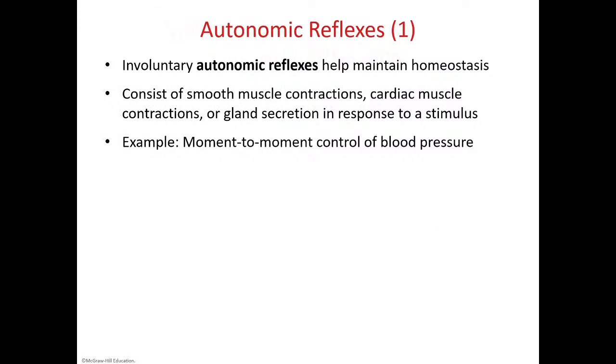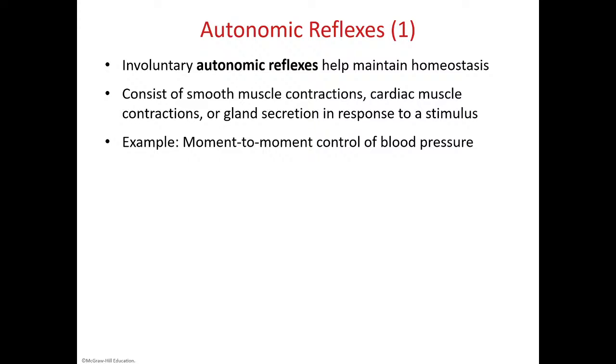All right, so involuntary autonomic reflexes help maintain homeostasis, and this consists of smooth muscle contractions, cardiac muscle contractions, or gland secretion in response to a stimulus. So, for example, we see the moment to moment control of blood pressure, and we talked about that example a little bit ago. Basically, we have stretch receptors in the aorta and the carotid sinus. In both of these cases, we're talking about stretch receptors, and they will also fire at a constant rate. And when their rate decreases, we know that blood pressure has dropped.